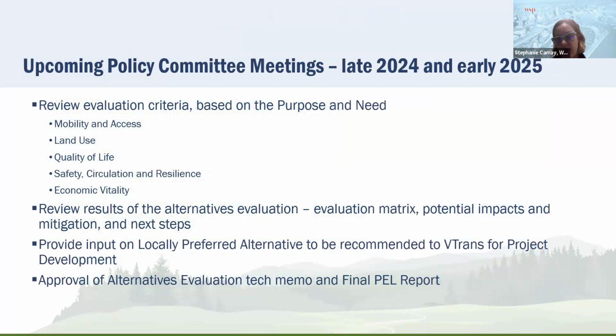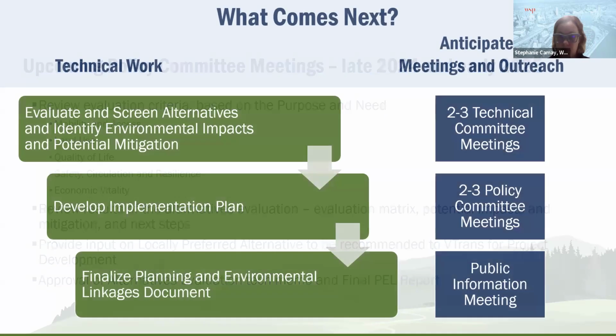We envision that one of them, hopefully we can have by the end of this year, and then one or more in early 2025. So what we envision during those meetings, we would be asking you to review the evaluation criteria. Again, the criteria will be looped back and based on the purpose and need, which has already been approved, has already been reviewed. Some of those components: mobility, access, land use, quality of life, safety, circulation, resiliency, and economic vitality. We will then be reviewing the results of the alternatives evaluation with you. That'll be in the form of an evaluation matrix. And then we'll also identify potential impacts.